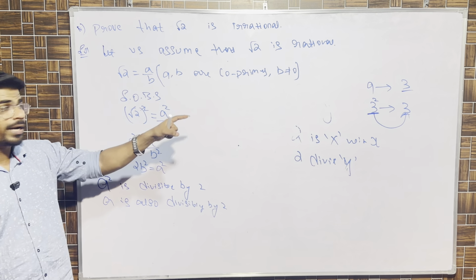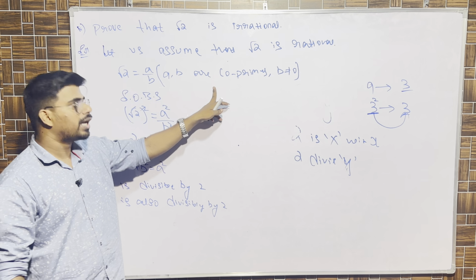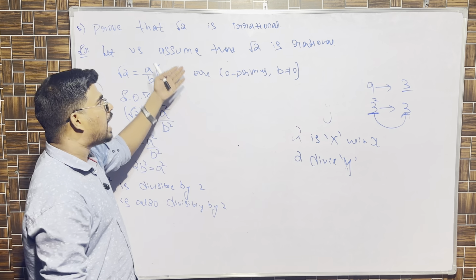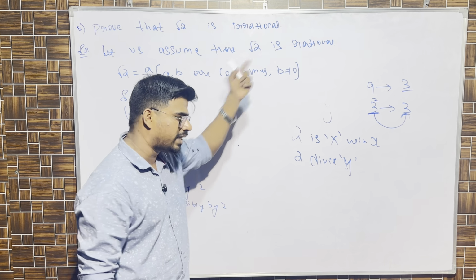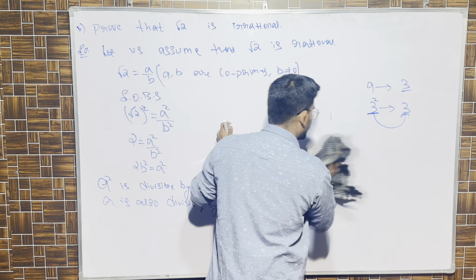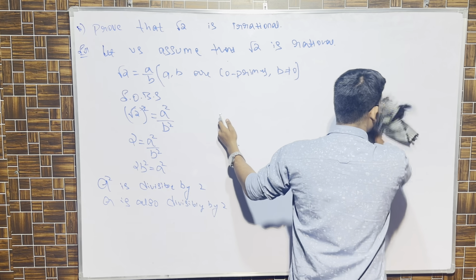If both are divisible by 2, are they co-primes? No, they are not co-primes. They are not co-primes in the sense that our assumption is incorrect. What was our assumption? That the number is rational. That is incorrect, which means it is irrational. That is what it is. Now we are going to prove the remaining part of the sum.